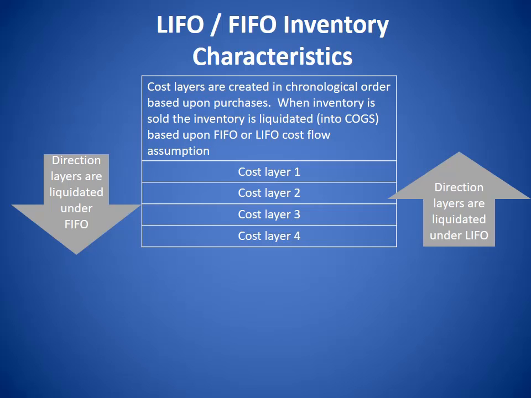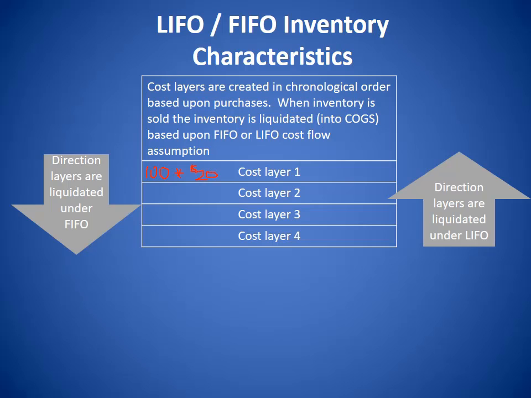Let's use an example here. Let's assume that we buy 100 units, and I'll put 100 there, and we buy them at, let's say, $20 a unit. And I'll try to use a dollar sign here.